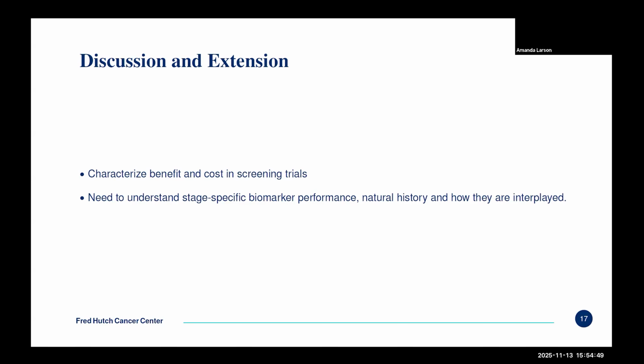Yeah. So I have a naive question. One of your endpoints is to compare incidence rates between the two arms, right? So if you do more screening, isn't it obvious that you're going to have more incidence because you do more screening? Yeah, so that's why we use late stage incidence. The goal is to reduce the late stage incidence.